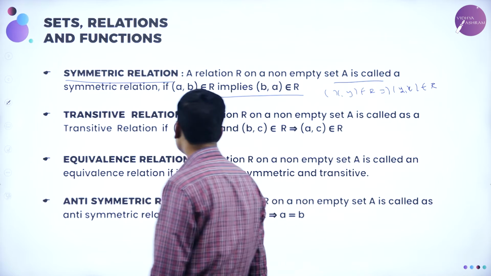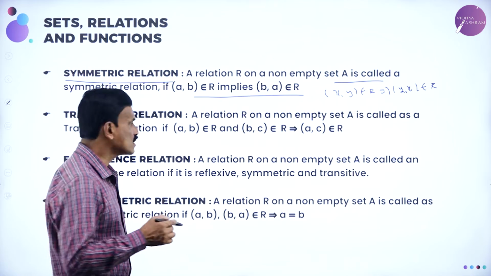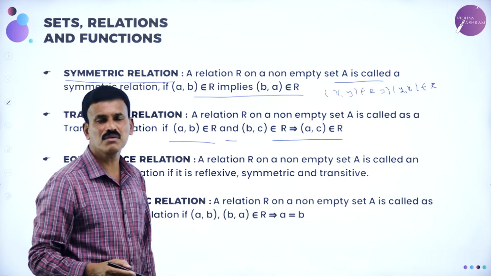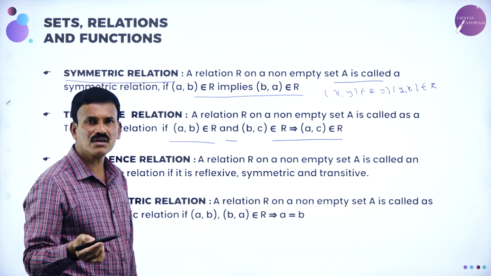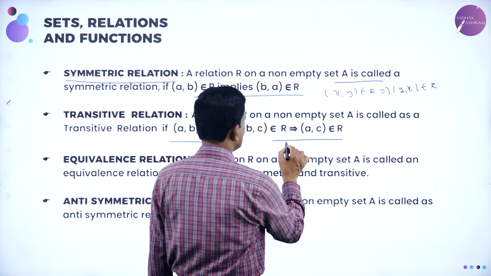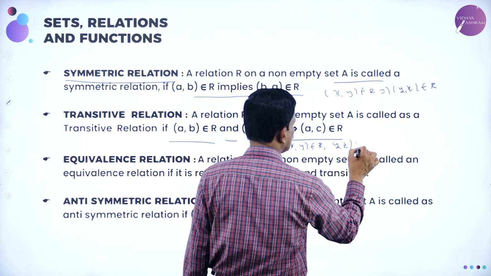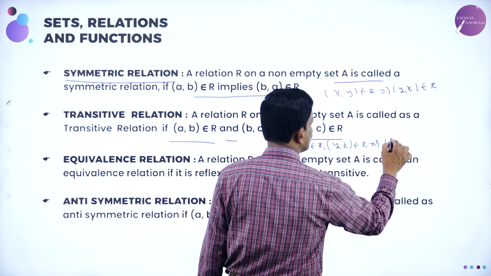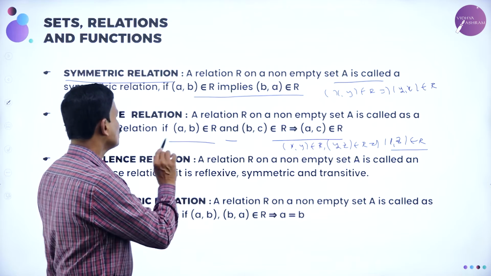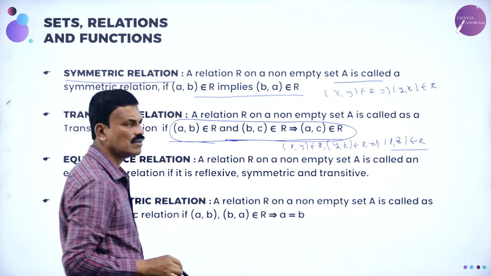And the third one is the transitive relation. A relation R on a non-empty set A is called a transitive relation if (a, b) belongs to R and (b, c) belongs to R implies (a, c) also belongs to R. That is, if (x, y) belongs to the relation R and (y, z) belongs to R, implies the first and last elements (x, z) also belong to R. This is called the transitive relation.